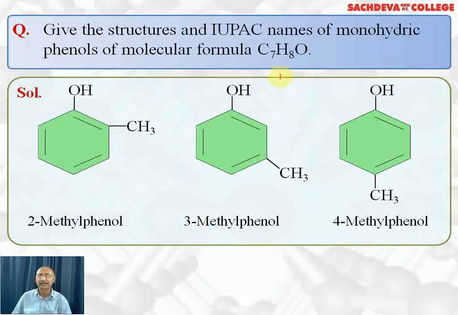One of them is benzyl alcohol. The IUPAC name is phenylmethanol, but it is not a phenol. Another isomer is possible, methoxybenzene or anisole. That is also not a phenol but an ether. So if you are asked to write all the possible isomers, then it will be 5 isomers: 3 phenols, 1 benzyl alcohol and 1 methoxybenzene.